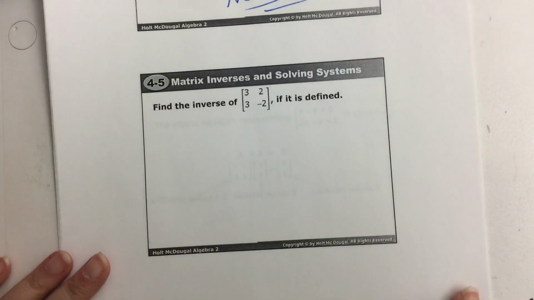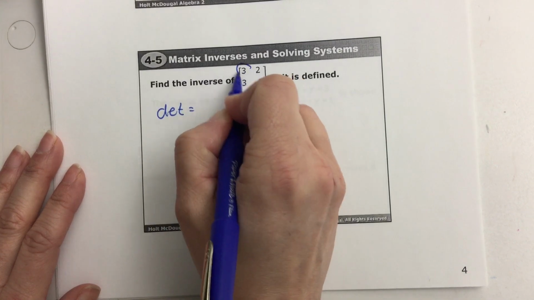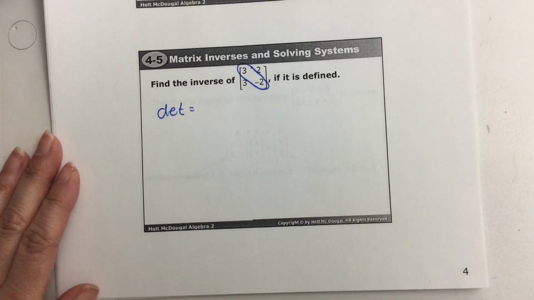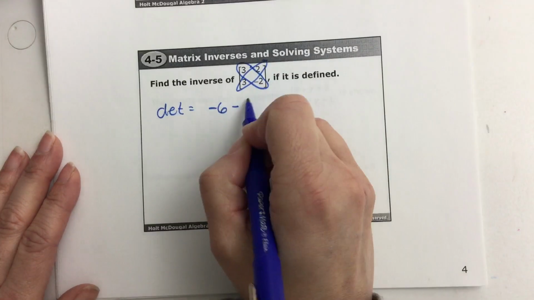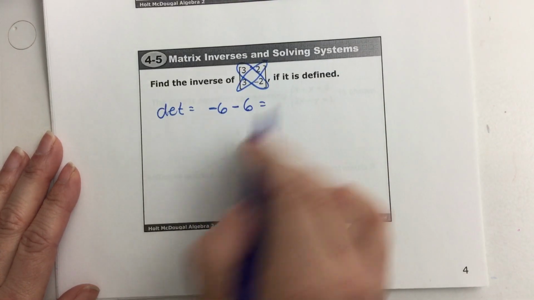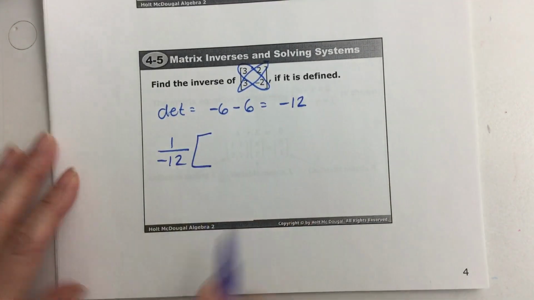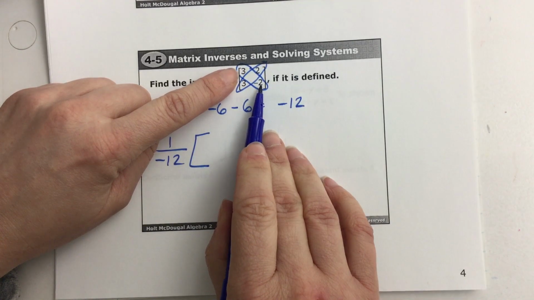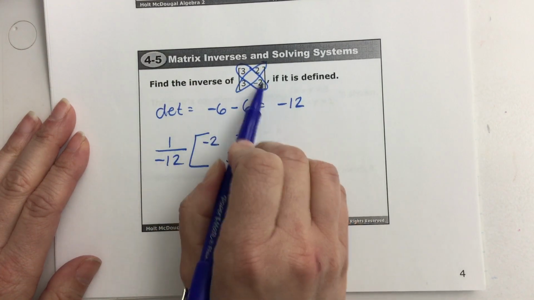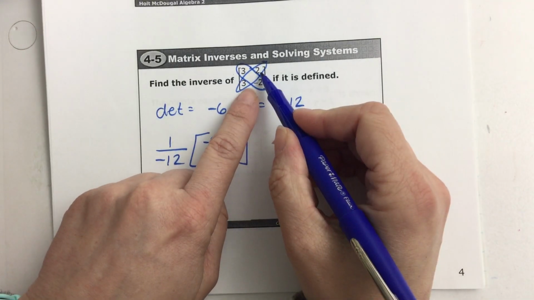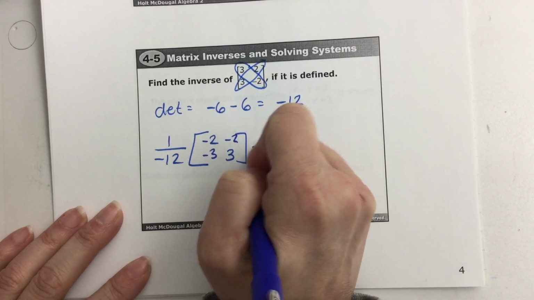Okay, let's look at the last one. Step 1, find the determinant. 3 times a negative 2 is a negative 6, minus 3 times 2 is 6. Negative 6 minus 6 is a negative 12, so it's 1 over negative 12. Now you take the values on your main diagonal and you change their location. So negative 2 comes up here and 3 comes down here. You keep this 2 and 3, but you change the sign. So this is negative 2, negative 3.